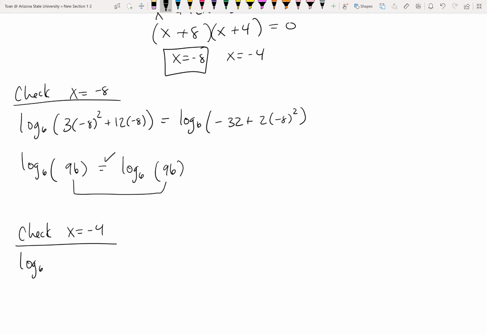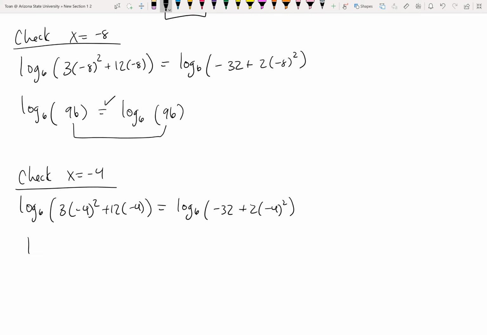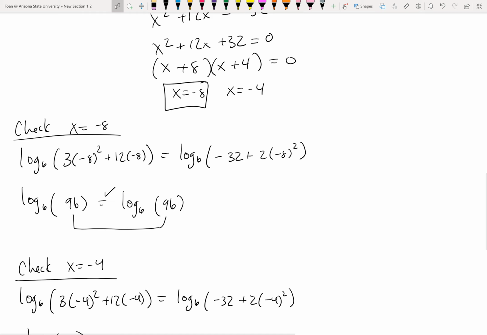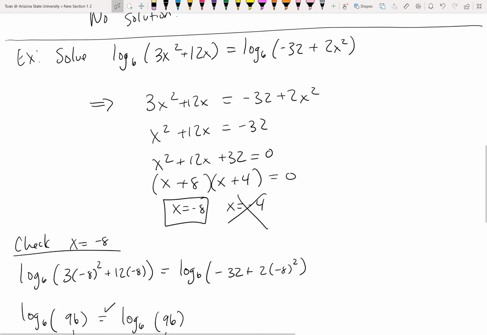Let's go ahead and check x equals negative 4. So we have log base 6 of 3 times negative 4 squared plus 12 times negative 4 equals log base 6 of negative 32 plus 2 times negative 4 squared. So we have log base 6 of 16 times 3, which is 48, minus the 48 is 0. I'm not going to even bother checking the other side because I already have a 0 here, and we know zeros or negatives are bad. So this is bad. So x equals negative 4 is not a good answer. This problem only has one solution, negative 8.